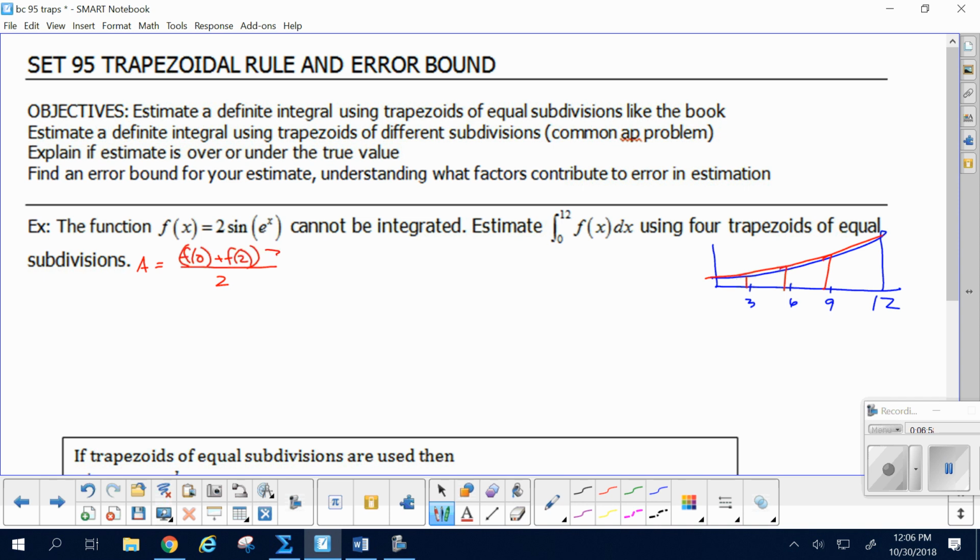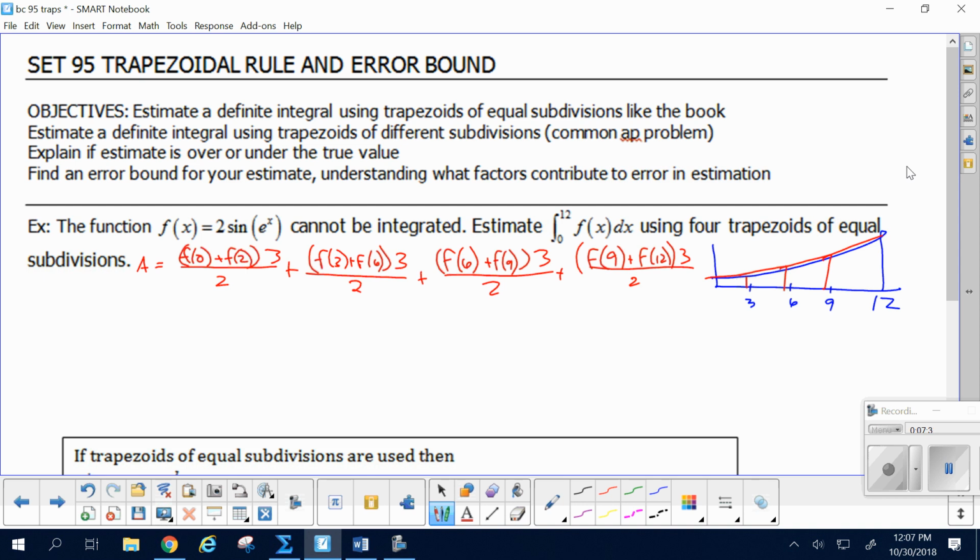Okay. The next trapezoid is base 1 plus base 2 times height divided by 2. What are the bases now? F at 3 plus F at 6 times the height 3 divided by 2. Third trapezoid, F at 6 and 9 added times 3 divided by 2. And the last, F at 9 and 12 times 3 divided by 2.